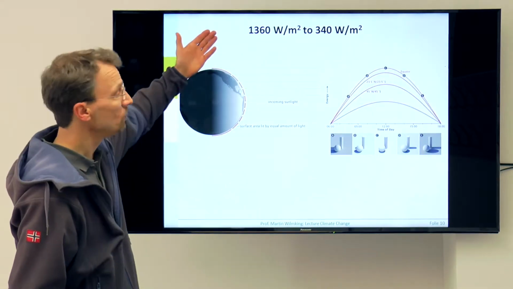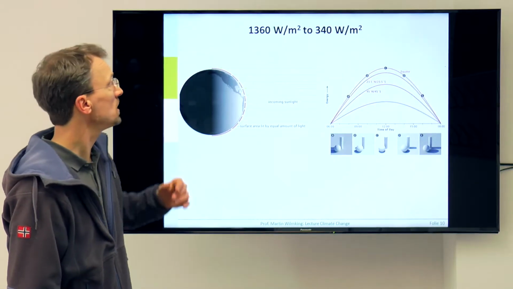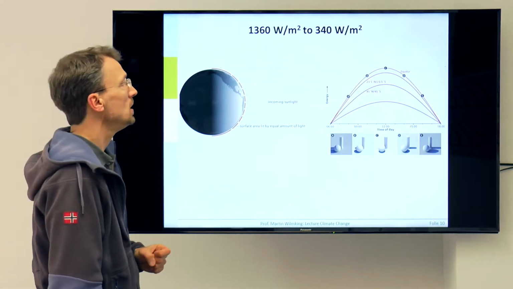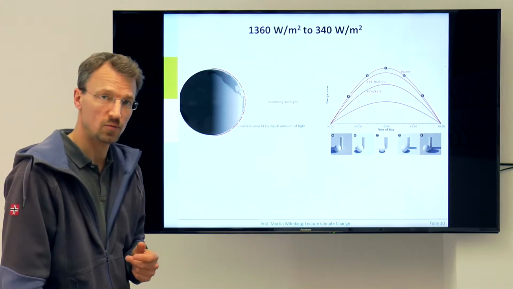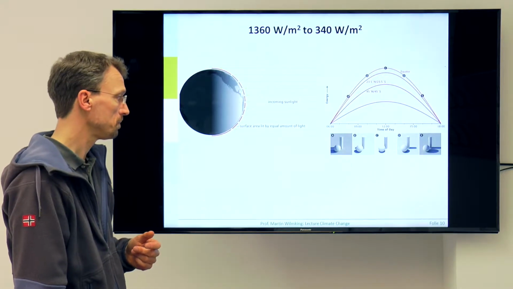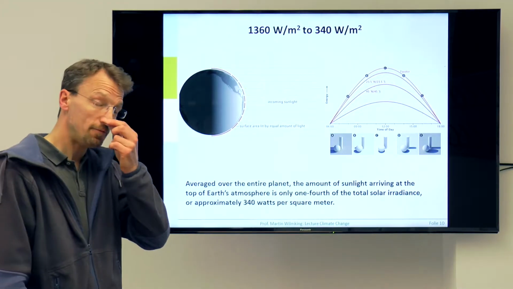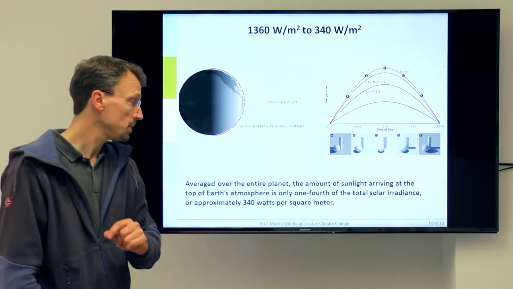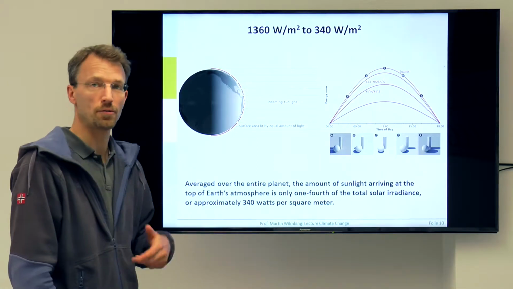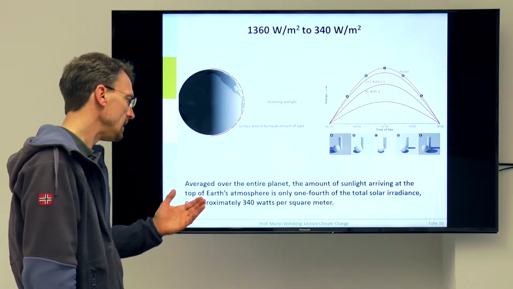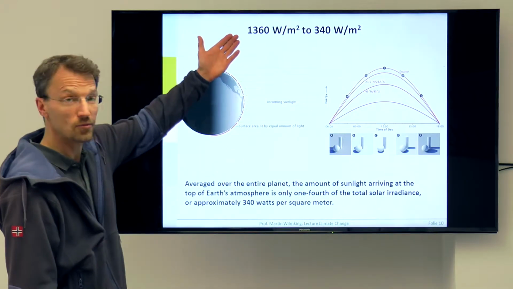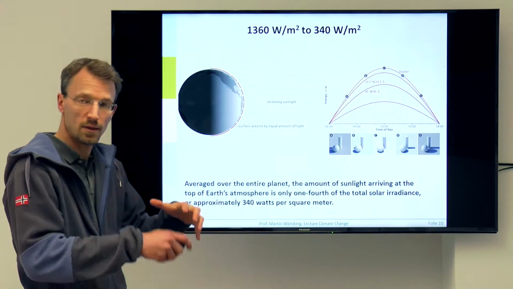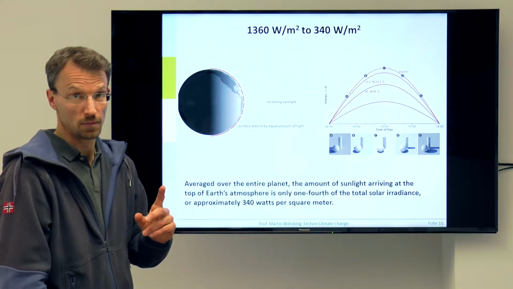And therefore, we can reduce our large number here, 1,360 watts, to that global average energy received of 340 watts per square meter. So, averaged over the entire planet, the amount of sunlight arriving at the top of Earth's atmosphere is just about 1/4 of this solar irradiance, and it is this 340 watts. So we made it from the solar irradiance to 340 watts per square meter. So that's what we have to deal with on average on the top of the atmosphere.